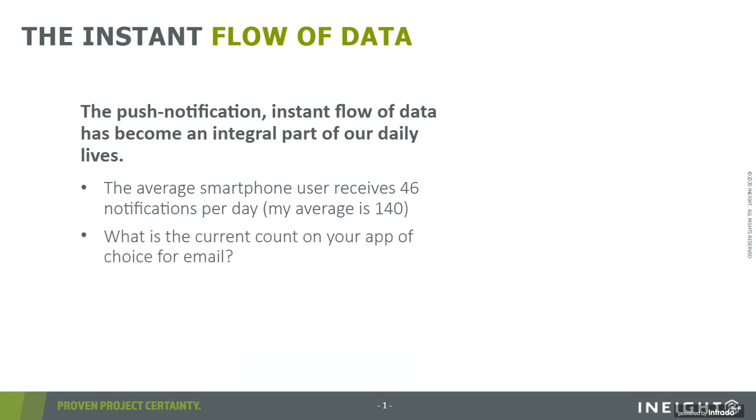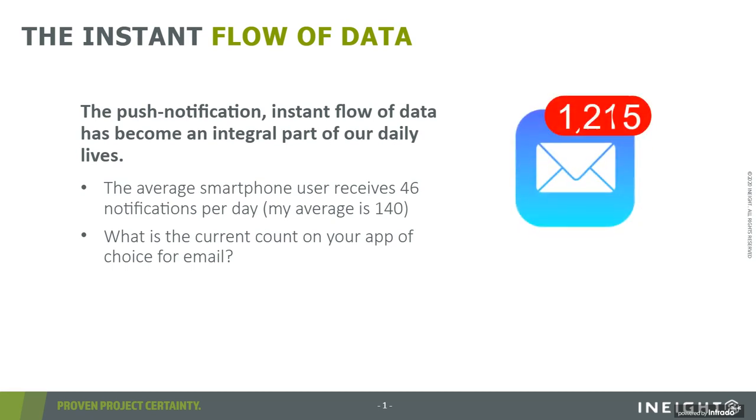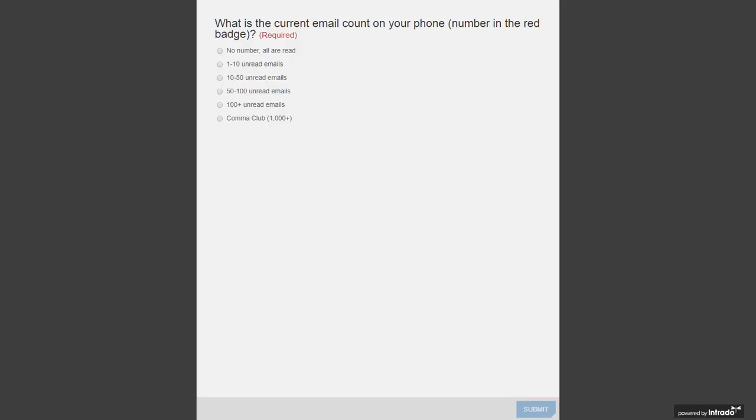But to illustrate this, just for a second, I would ask you, what's the current count on your email app on your phone? What's that number in the red bubble on the email app on your phone? And so we're going to open up a poll here. Let's take a look and see where folks are at. So you can see we've got some ranges, no number at all, all the way up to that comma club having 1,000 plus. Go ahead and select and submit which range you may fall into.